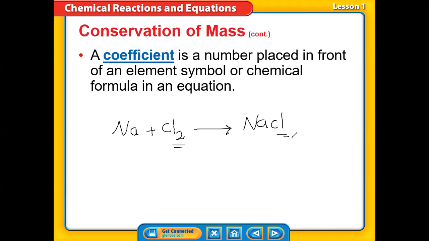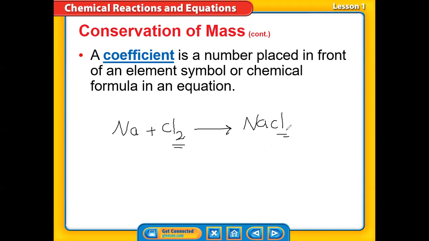How could we balance it? Yes, Hannah. We are going to multiply by 2. Where should we write the 2, beside Na, beside Cl, beside NaCl? Tell me. The other one, the one after the arrow. So should we write 2 here or here?